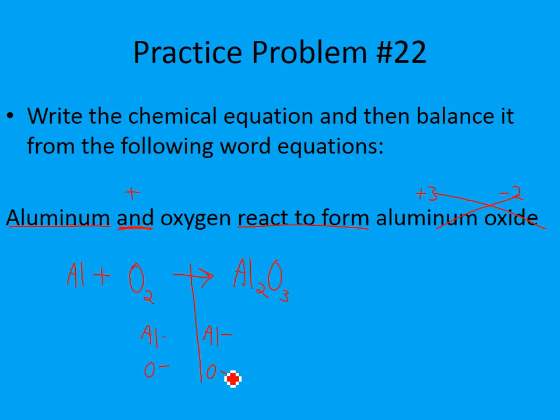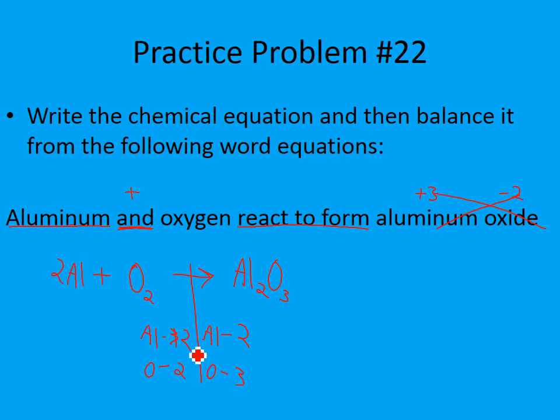How many aluminums on the left? 1. How many oxygens? 2. How many aluminums on the right? 2. How many oxygens? 3. Okay, how do I balance the aluminums? Yeah, put a 2 right here. That gets me to 2 aluminums.